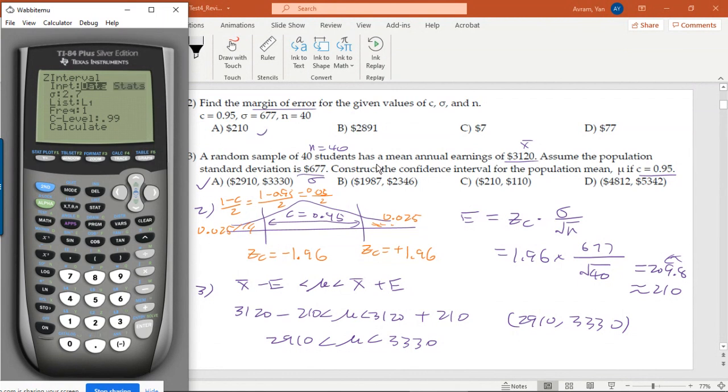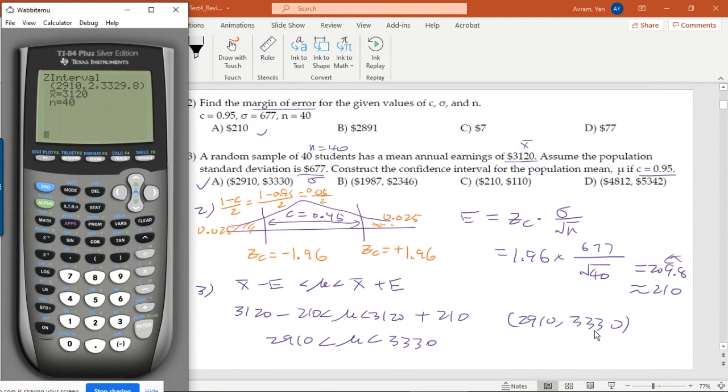Since we're giving you the mean here, I'm just going to use the stats option. I type sigma is 677, x bar is 3120, N is 40, and the confidence level is 0.95. Then I just hit calculate. This whole thing is my Z-interval, the confidence interval. If I round to the integer, I get exactly the same answer: 2910, and rounding up, 3330.